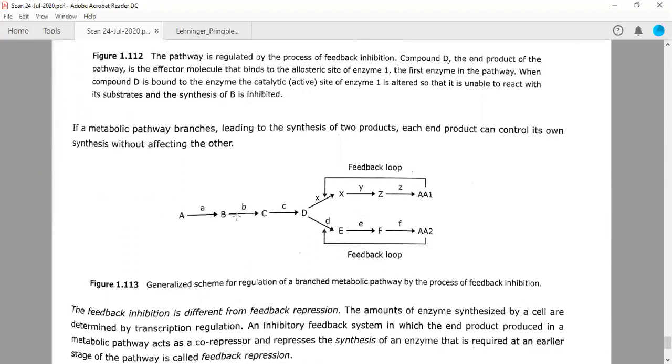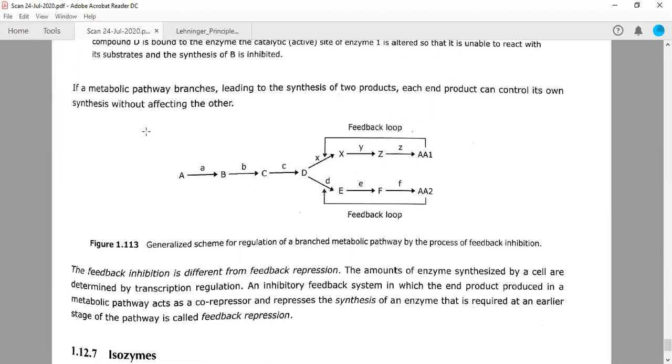Then there is another type called feedback loops, in which the first enzyme is not inhibited. Instead, some other enzyme of the pathway is allosteric in nature, and that is affected. So, in a metabolic pathway, there can be long branches leading to the synthesis of two products. Suppose there is a product called A1 and a product called A2. Each end product can control its own synthesis without affecting the other. If one product inhibited the shared enzyme A, it would also affect the synthesis of product A2. Therefore, they have different feedback loop kinds of regulation, so that they can control their own synthesis or accumulation without affecting the other products.